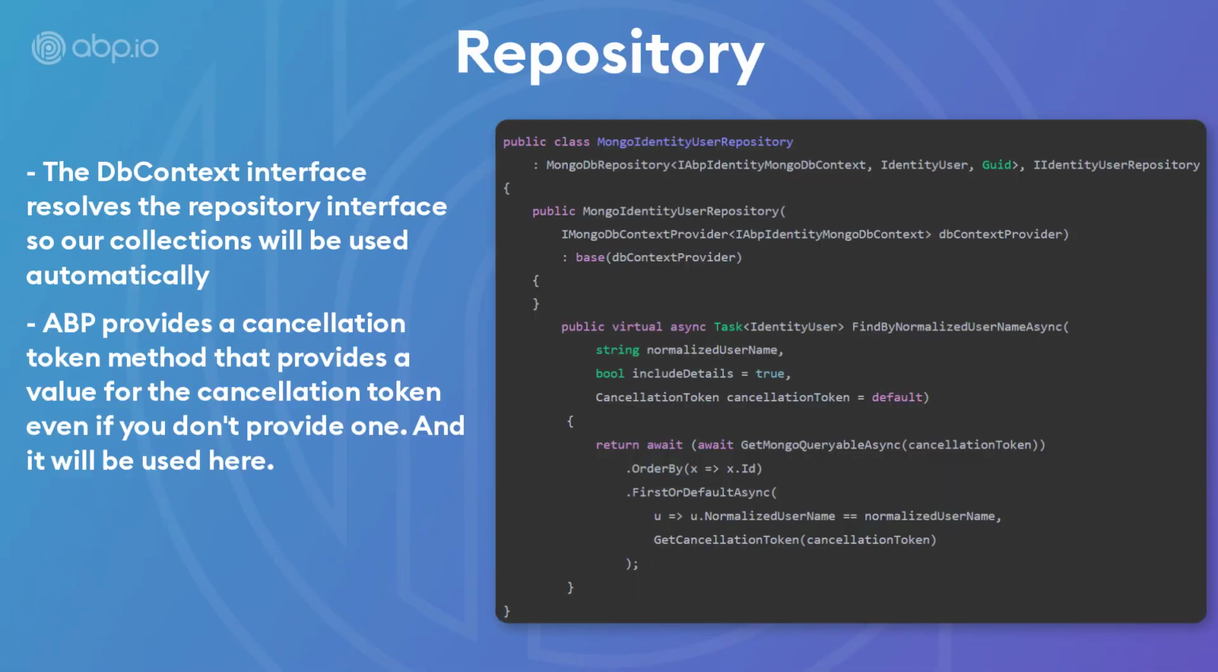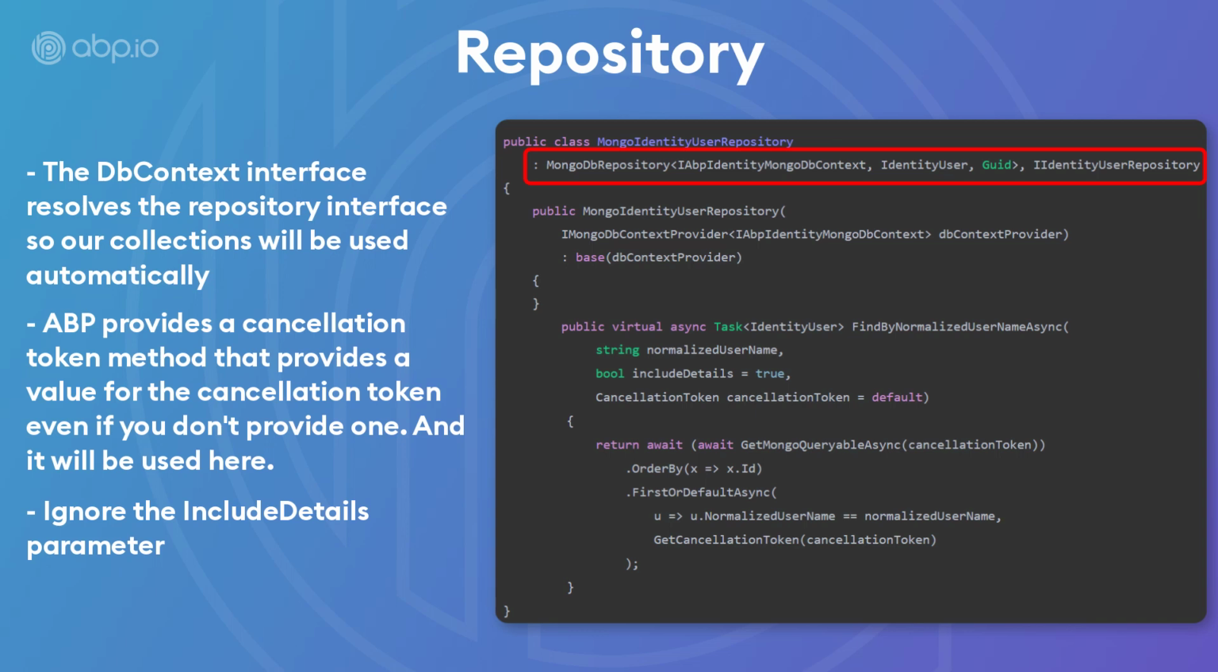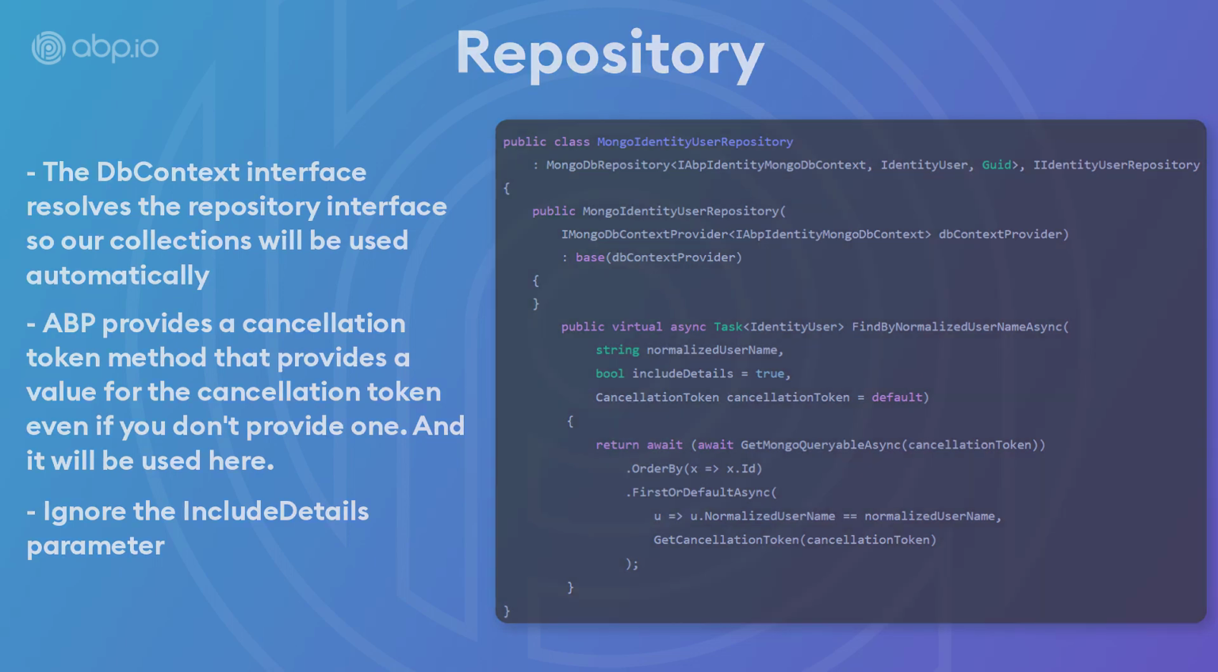As for the repository section, it is the same as we've seen with Entity Framework Core. The DbContext interface resolves the repository interface. We're going to use the DbContext interface as a generic parameter. And we're going to use the cancellation token provided by the ABP framework. And we're going to ignore the include details parameter since we're dealing with MongoDB. That's going to get all the data anyway, whether you say yes or not.